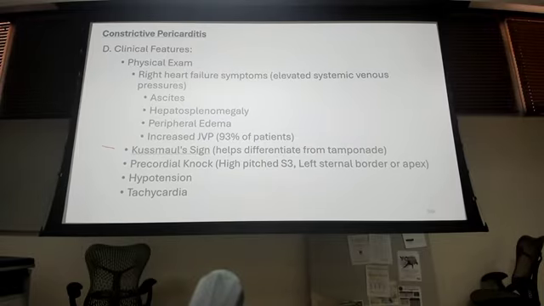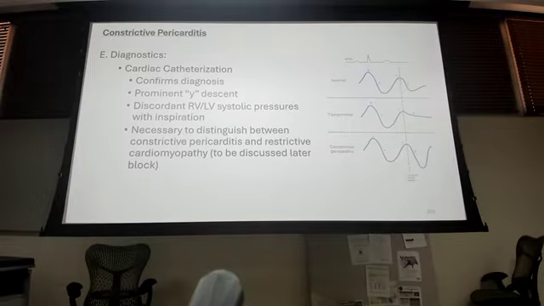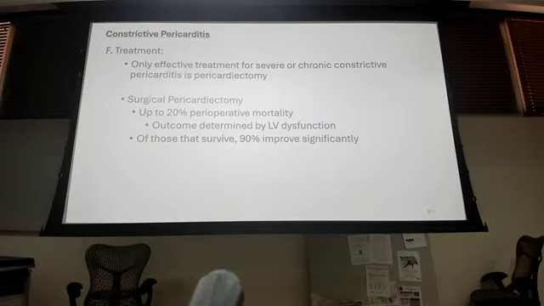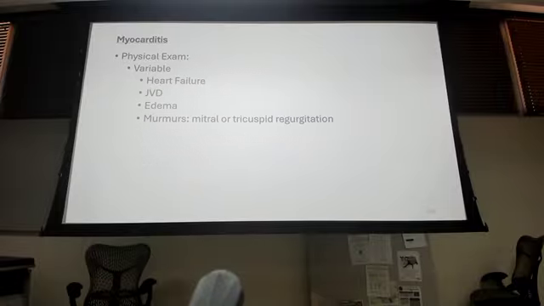Kussmaul's sign is seen with this. We talked about doing an echocardiogram and actually seeing that thickening and everything like that. We talked about the prominent Y descent. And we talked about how the only way to treat it is you've got to do surgery, and typically you're going to be doing a full pericardiectomy, where you're going to be removing the entire pericardium to restore that function. So, yeah, and then we finished up with myocarditis and all that.